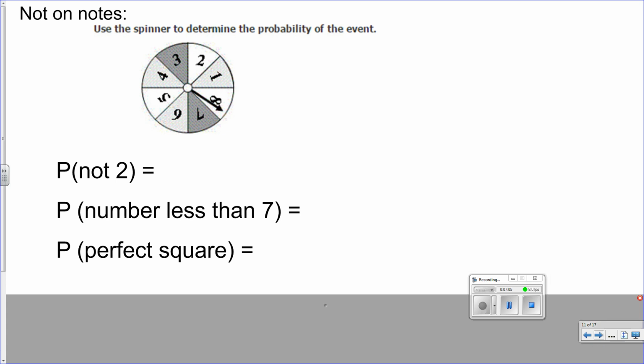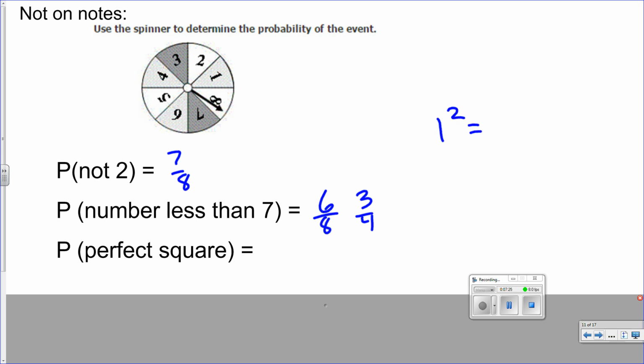Now, here's another spinner. What's the probability it is not 2? Well, 7 out of the 8 are not 2. What's the probability the number is less than 7? Well, there are 6 numbers that are less than 7 out of the 8. 6/8 reduces to 3/4.